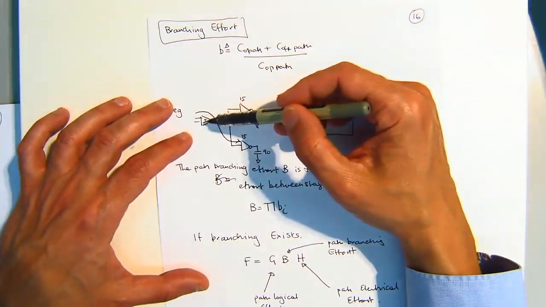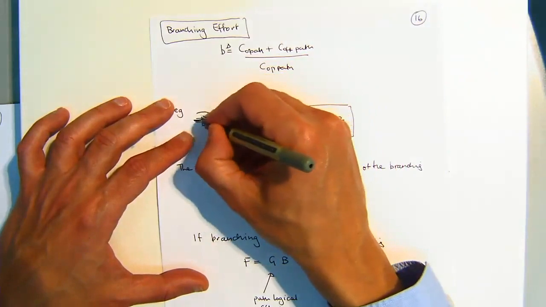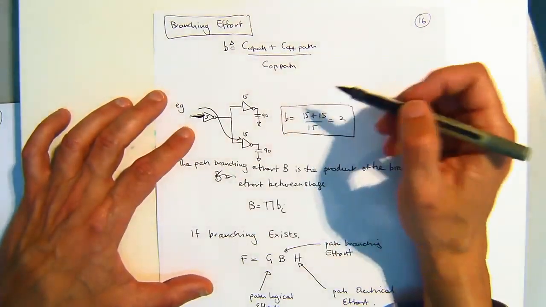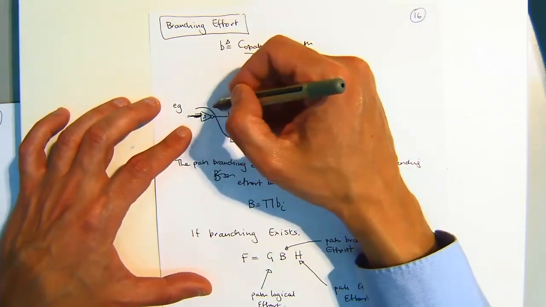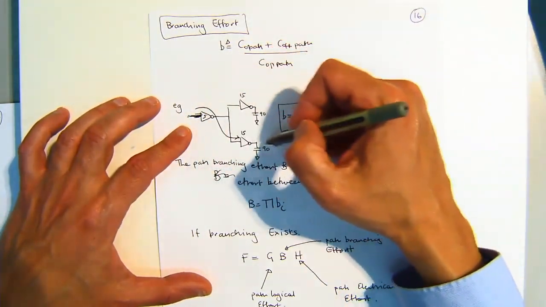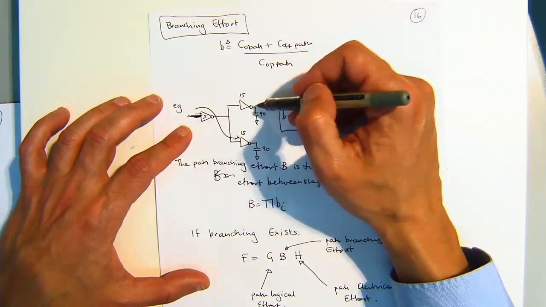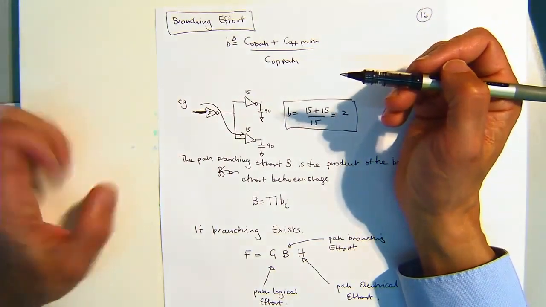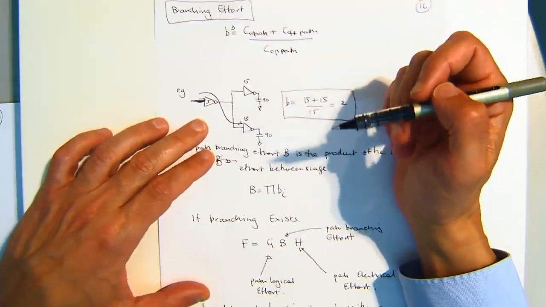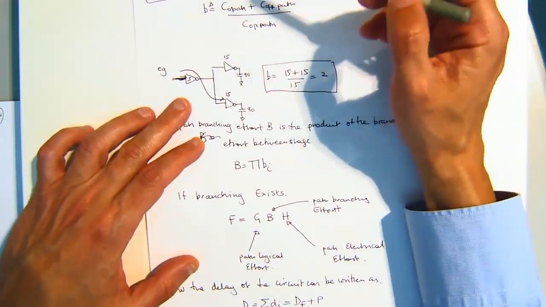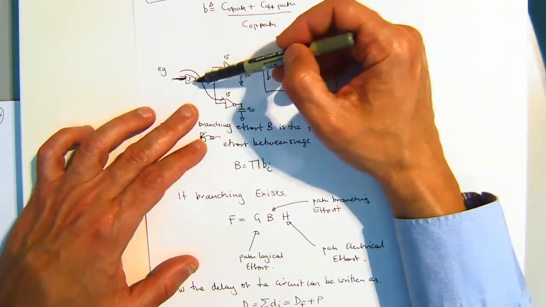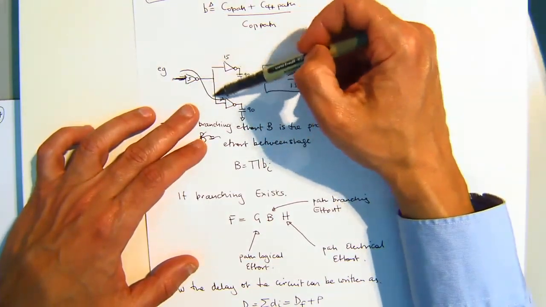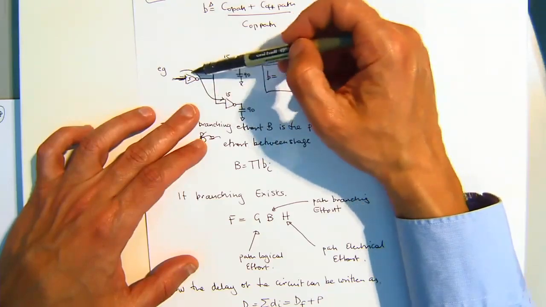Suppose we had this inverter. Jeez, I'm sorry. Yep, one input, not two. And I asked you to work out what the branching effort is for this particular structure or circuit. I want you to work out the branching effort, or the path effort, for this.